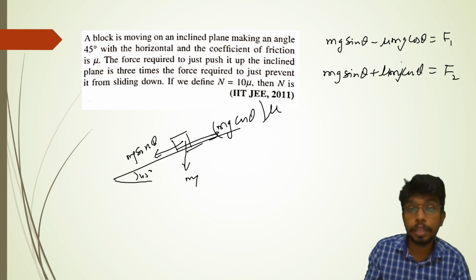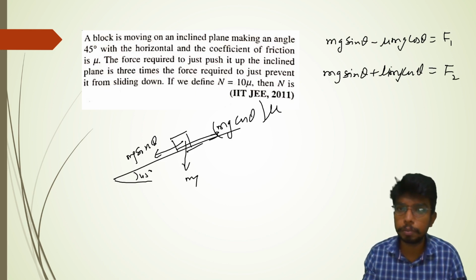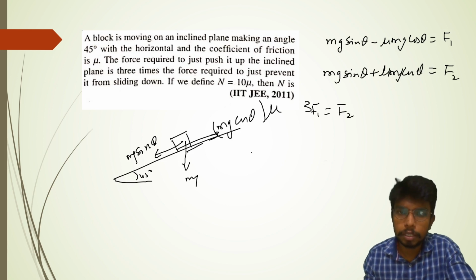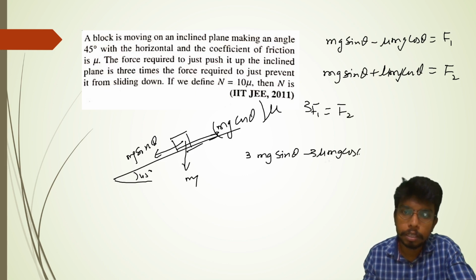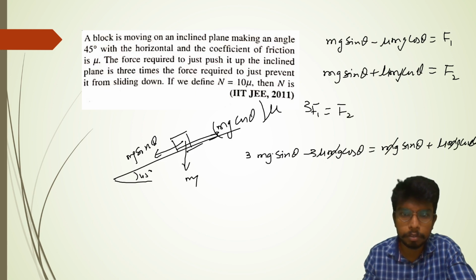That is the force. And they have said the force required to just push it up the inclined plane is 3 times the force required to just prevent it. So effectively 3 times F1 is nothing but F2. Solve it. It's going to be 3 times F1, that is 3 mg sine theta minus 3 mu mg cos theta, is going to be mg sine theta plus mu mg cos theta. Mass is not given. Mg will get cancelled out. Okay, that's why m is not given.